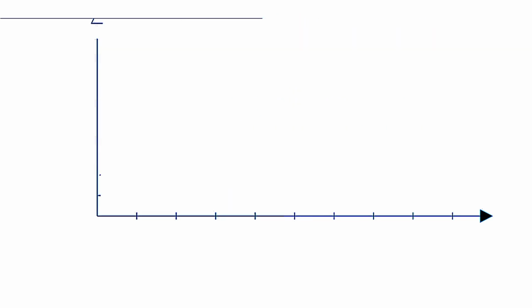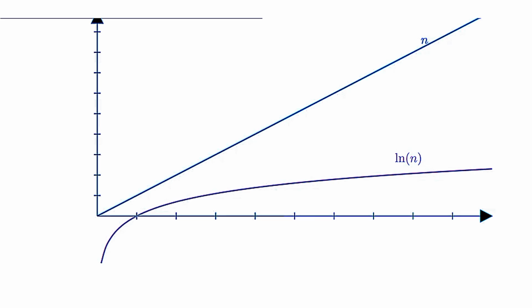Here's a visualization to help us understand this. Let's look specifically at the ratio of natural log of n to n for various values of n. As n gets larger, this ratio gets closer and closer to 0. Therefore, the limit of natural log of n divided by n as n approaches infinity equals 0.